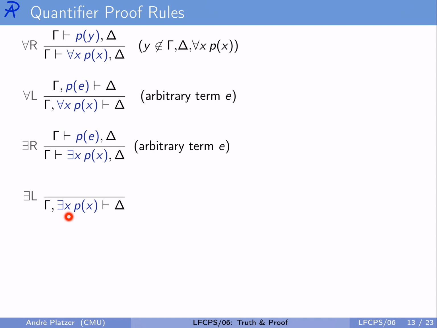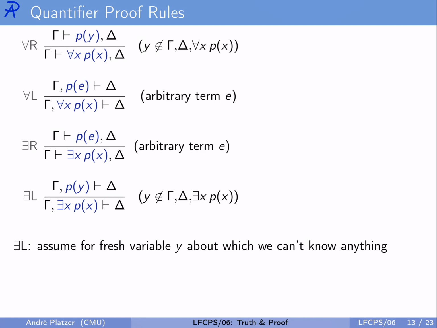How do we work with an existential quantifier in our assumptions? So if we assume, among other things, gamma, that there is an x for which p of x, well, then we can assume that p holds for something, but we really shouldn't assume anything specific about the something. In other words, we might as well assume that p is true of y, but it's got to be a fresh variable y that we haven't seen, or at least haven't seen free in what we've got here, gamma and delta, and there is an x p of x.